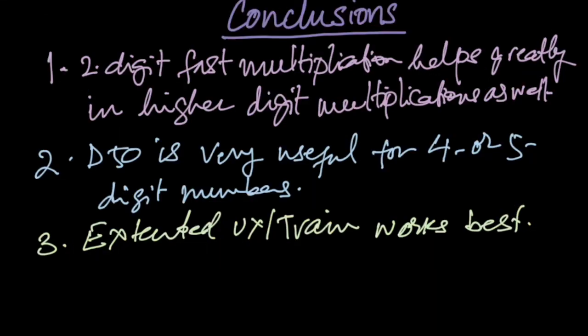So, what is the conclusion? What did we learn? Number 1, fast multiplication of 2-digit numbers helps greatly in higher digit multiplications as well. Then D50 is very useful even in case of 4 and 5-digit numbers. And then extended UX and train techniques works the best.